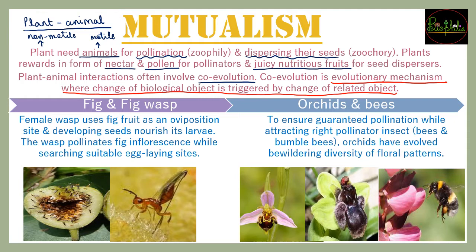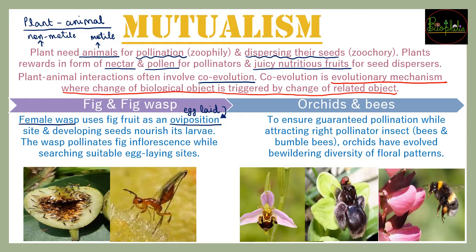One example where plant and animal are related is the fig and the fig wasp. The fig is going to use the female fig wasp for pollination purposes. When the female wasp comes there for oviposition, the fig provides the place for the female wasp to lay eggs, and oviposition means to lay eggs. So the eggs get a place to develop, a safe place.